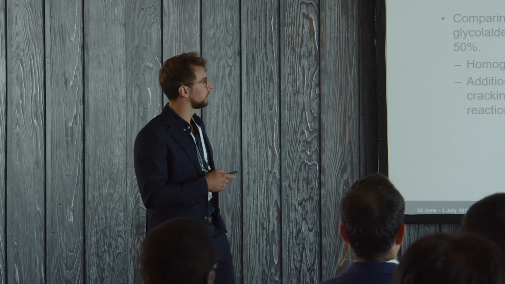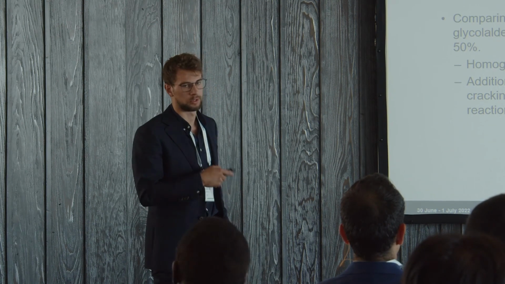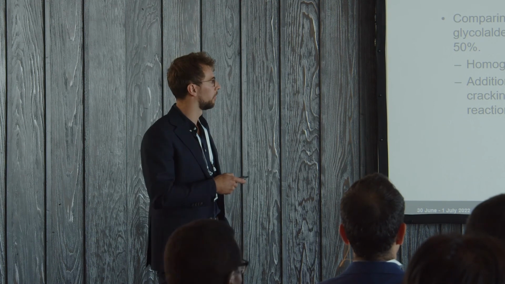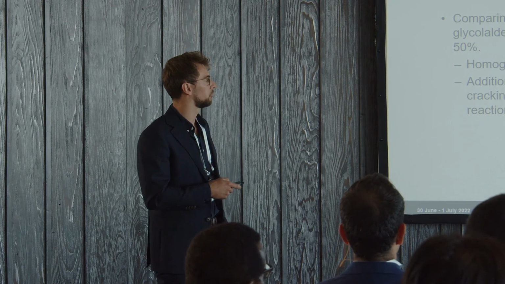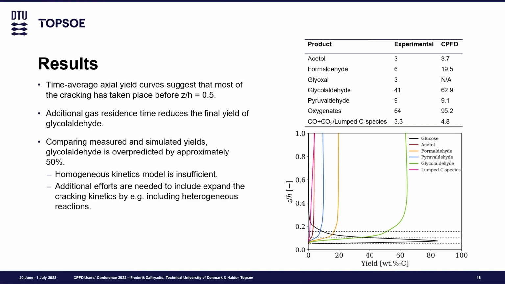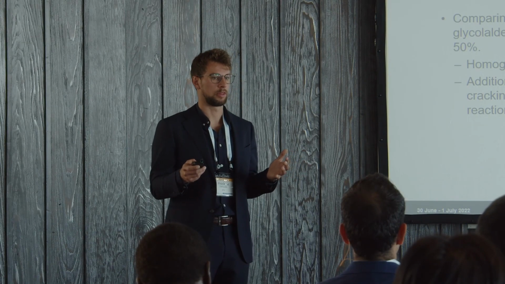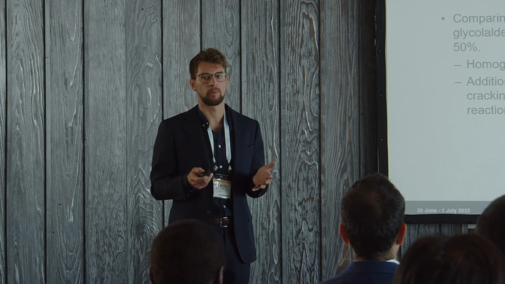If we look at the yields and compare them from the CPFD predictions with the homogeneous kinetics model in place, and compare that to the experimental measurements, one of the interesting things is that we see a 50% overprediction in the glycolaldehyde yield. So we're not really happy with that, to be honest. There are several reasons for why this is happening. Some of them I'm not able to elaborate on, unfortunately, but it's clear that we're including a homogeneous kinetics model that is only indirectly dependent on solids distribution, through, for example, temperature or water partial pressure.